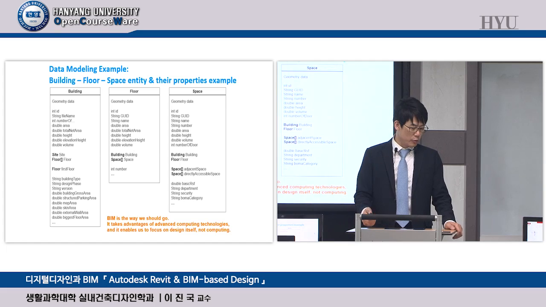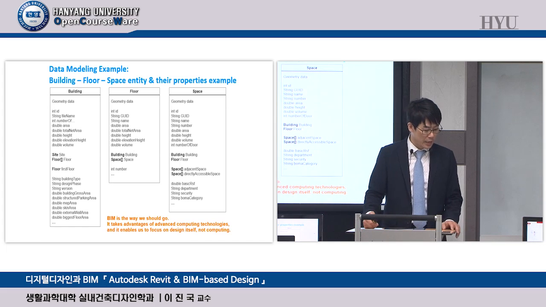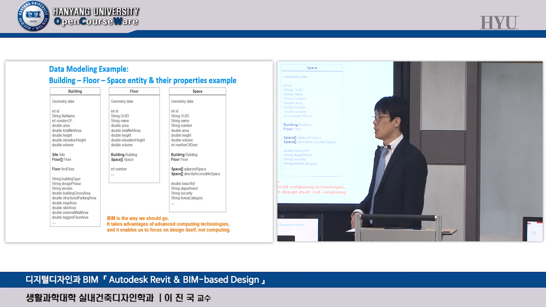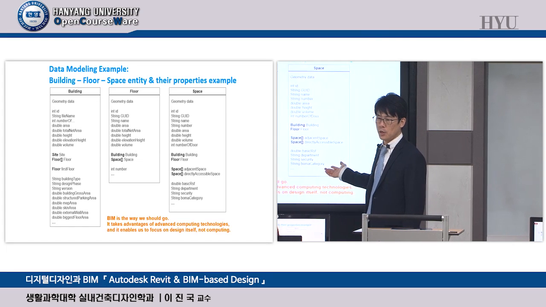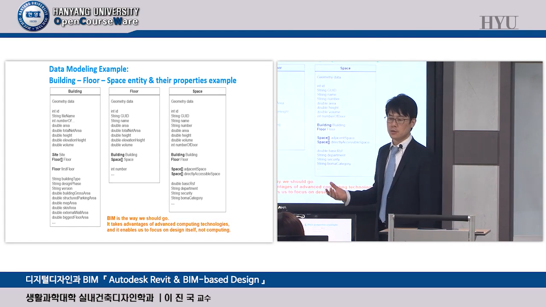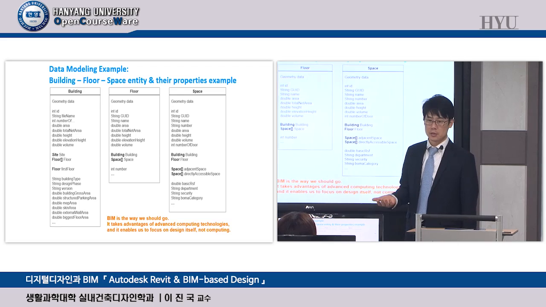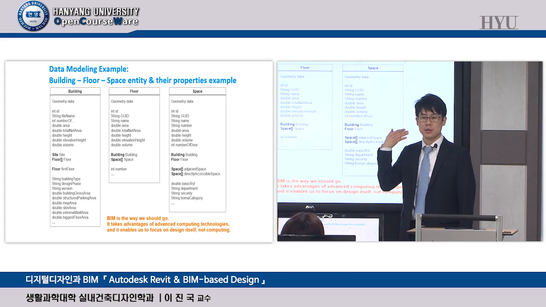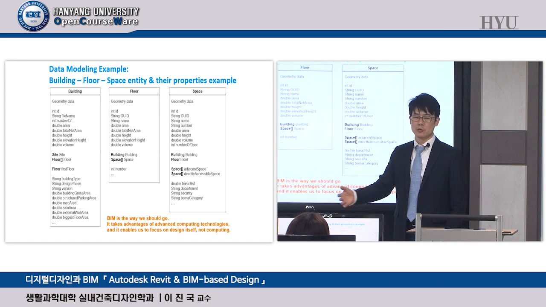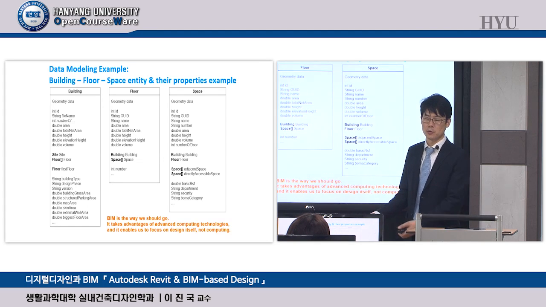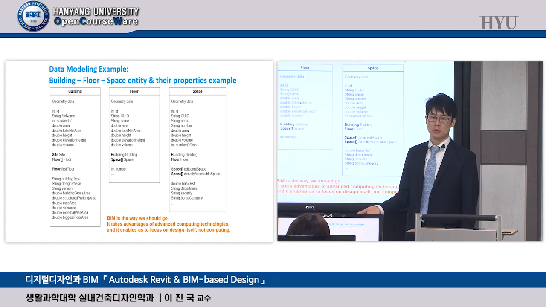So BIM is the way we should go, okay? It takes advantage of advanced computing technologies and it enables us to focus on design, not computing. I will show you some quotes, okay? Architects, designers, human beings, their main interest is what is a good building, what is a good environment. Their interest is not in computing itself, okay? Computing is just a tool.